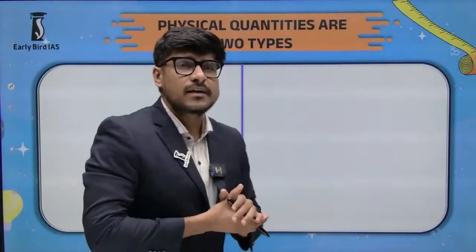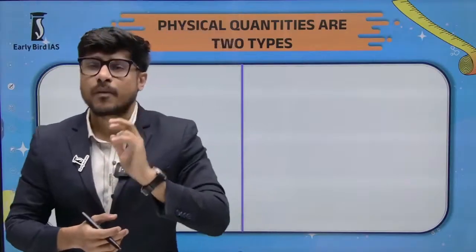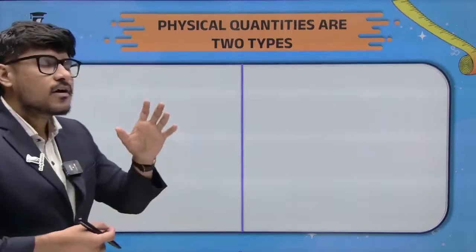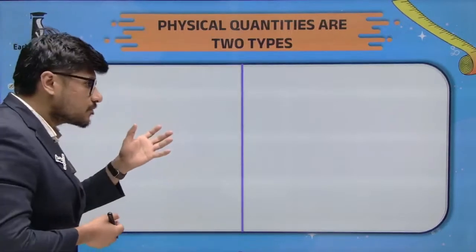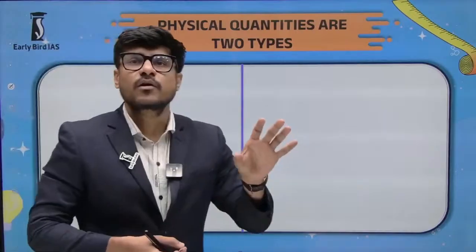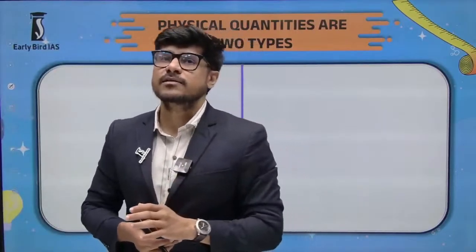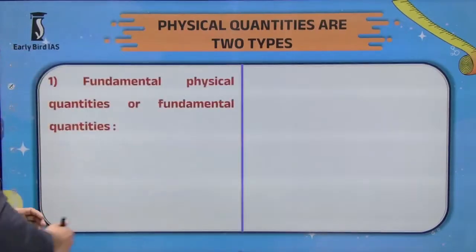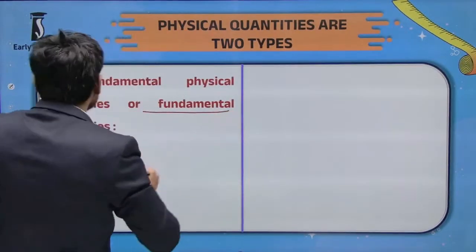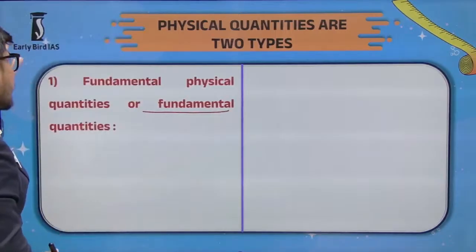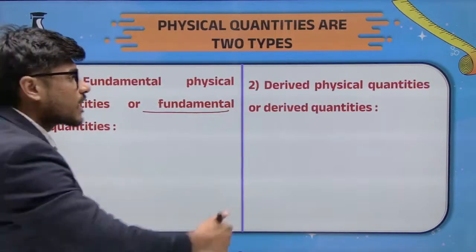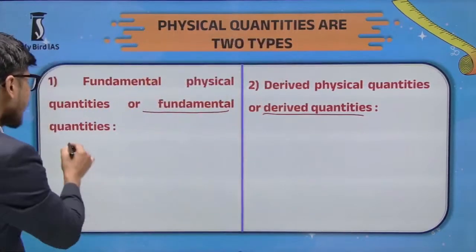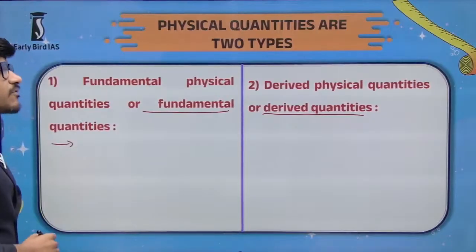These physical quantities can be divided into 2 parts. Which are the 2 parts? One part is called fundamental physical quantities, and the second part is called derived physical quantities. So let us discuss these 2 things. The fundamental quantities, and second, derived quantities. Fundamental quantities are the quantities which are fixed.